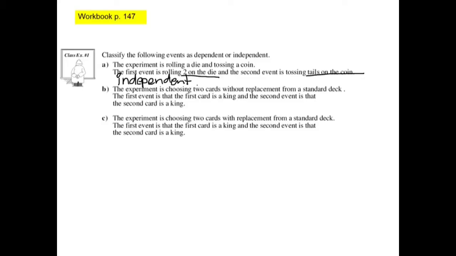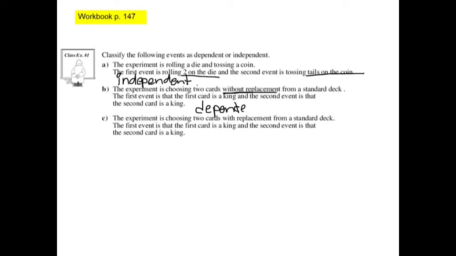On the other hand, the experiment is choosing 2 cards without replacement, so keep that in mind, from a standard deck. The first event is that the first card is a king, and the second event is that the second card is a king. Well, if we're not replacing the cards back into the deck, that's going to be a problem because once you take one card out, that means there are fewer cards to choose from, so they are actually going to be dependent.